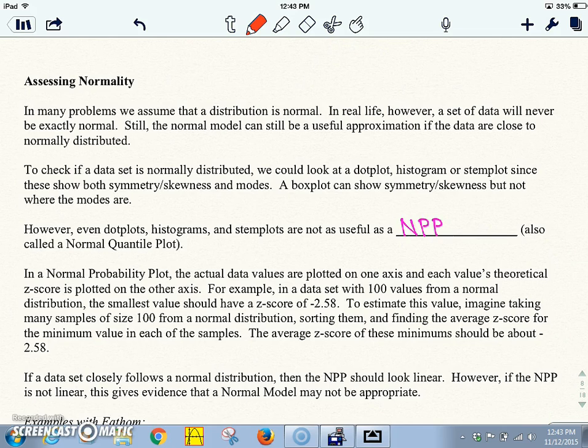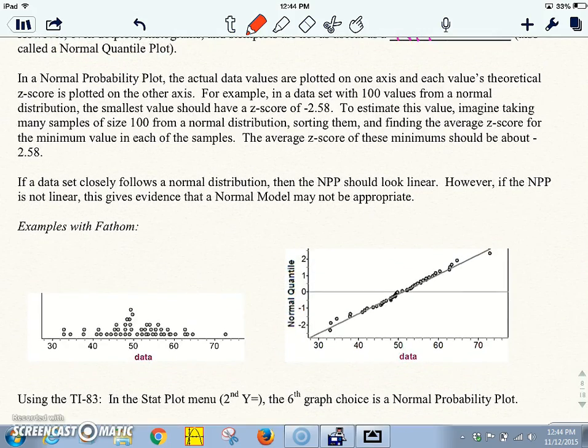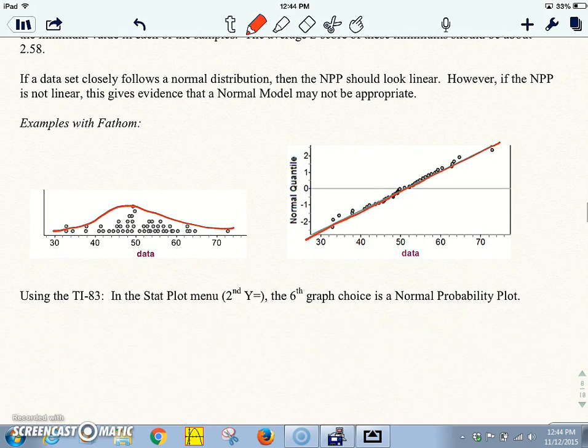If a data set closely follows a normal distribution, then the NPP should look linear. However, if the NPP is not linear, then this gives evidence that a normal model may not be appropriate. So just like with least squares regression, where you put your data in and you check the residual plot to see if it was linear, here you'll put your data in. Okay, so in this case we have some data. It looks fairly normal. And then you pick a normal probability plot, and if it plots linear, then normal is a good fit for it. And we will do this in class and play with it.